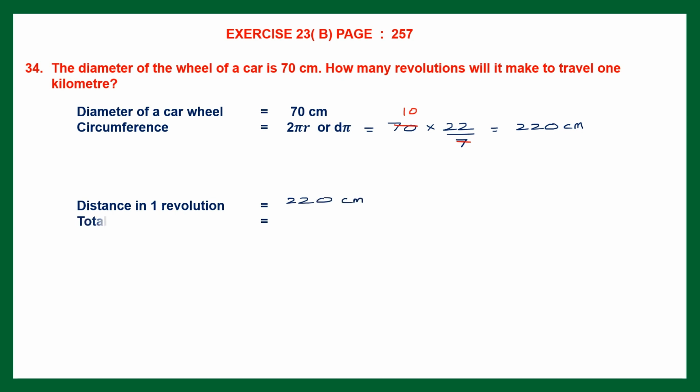Now we are asked to find the total distance traveled. The total distance traveled is given to us as 1 kilometer. Now as you can see, this is in kilometers and this is in centimeters. That means we're going to convert the bigger unit to the smaller unit, kilometers to centimeters. So let's do that here. Now in 1 kilometer, first let's convert it to meters. In 1 kilometer there are 1000 meters. So we have 1000 meters and in 1 meter we have 100 centimeters.